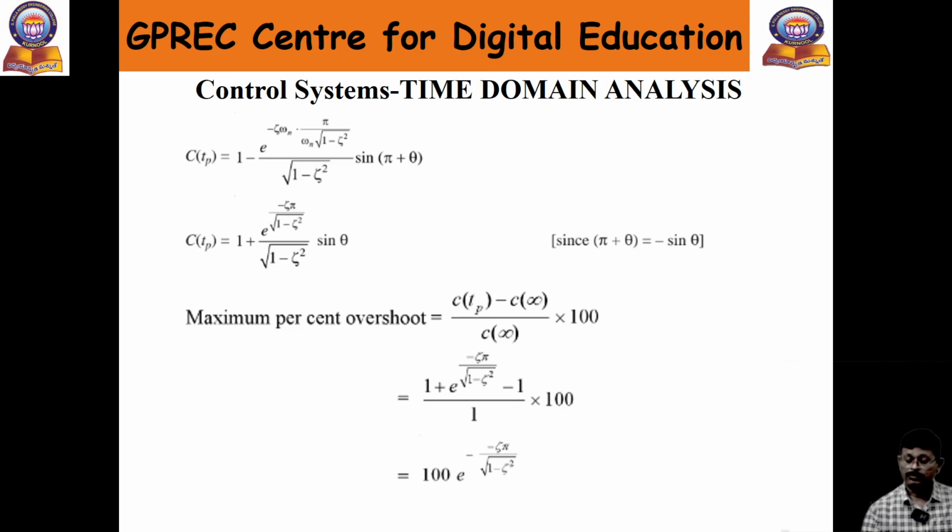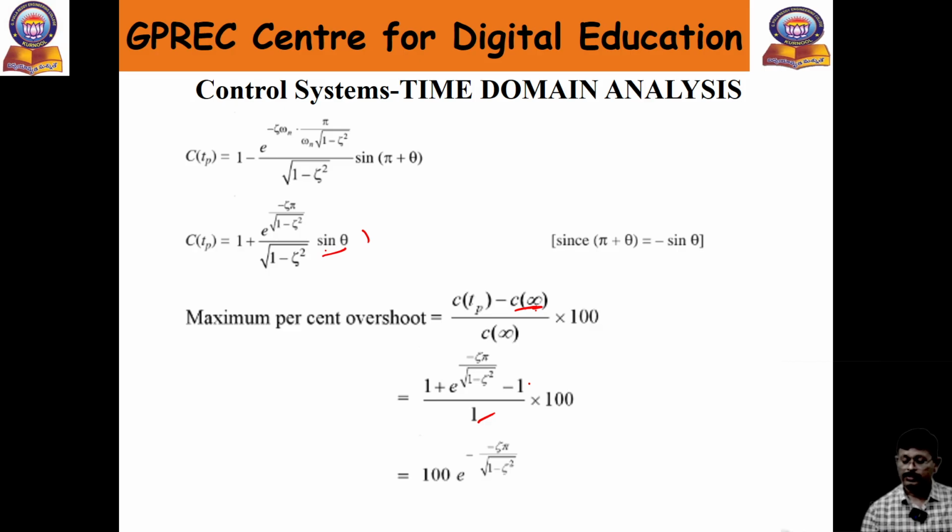You can observe c of tp minus c of infinity. Okay. Right? C power into, so in place of t, put this value. You can see sin theta not. Sin theta, I am taking minus sin theta equal to 1. Okay, so minus. So 1 plus e power, same value applying here. So minus 1, because you already saw the minus 1 when you substitute infinity in the equation, it becomes 1. So 1 equivalent.